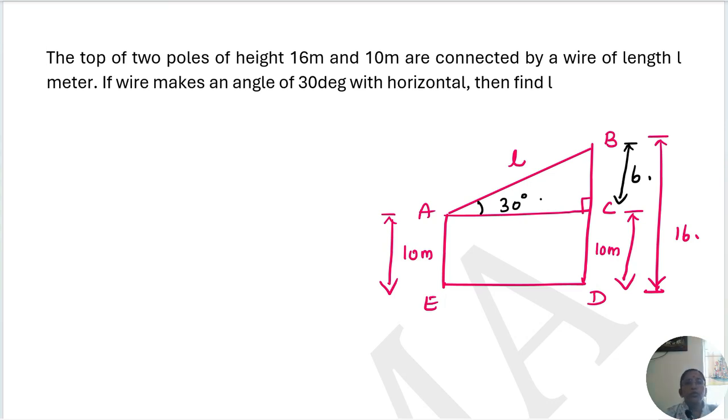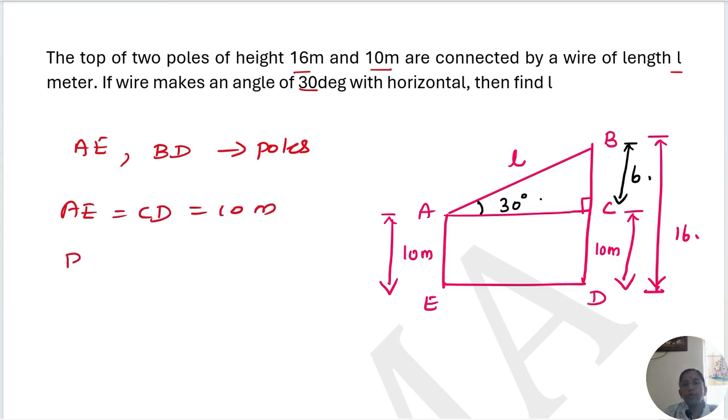The tops of two poles of height 16 meters and 10 meters are connected by a wire of length L meters. If the wire makes an angle of 30 degrees with the horizontal, then find L. So in our diagram, AE and BD are our poles. AE is 10 meters and BD is our 16 meter pole. So AE is equal to CD is equal to 10 meters. So BC is equal to 16 minus 10. So BC is equal to 6 meters.